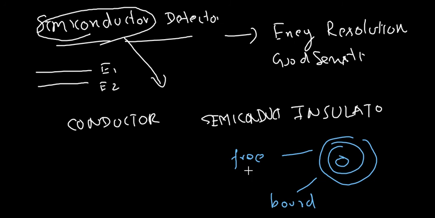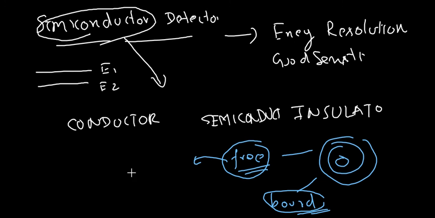Either it can be freely moving electrons or bound electrons. When we have more freely moving electrons, this will contribute to the conduction. When it is tightly bound electrons, it will not contribute to the conduction. What I mean by free moving electrons is there are more electrons in the conduction band.